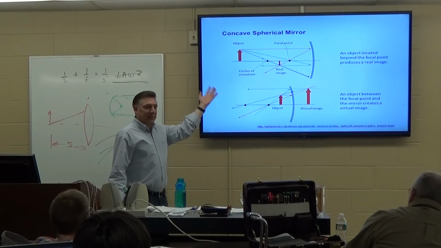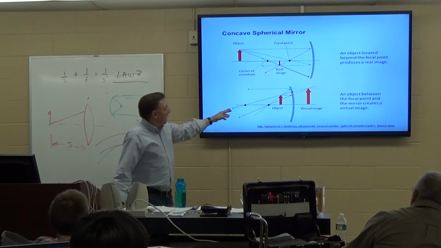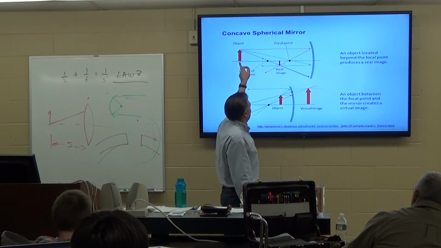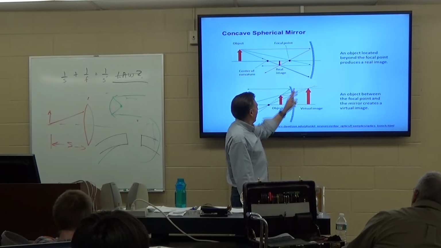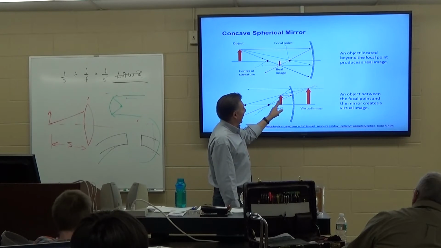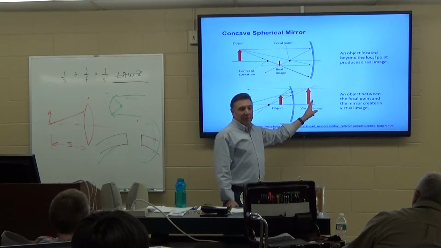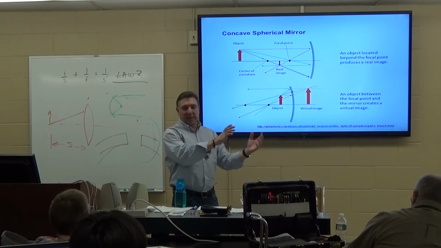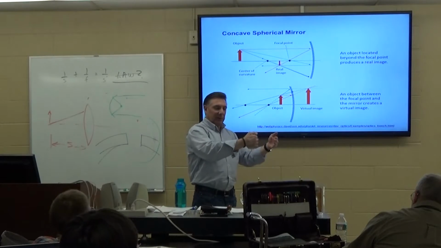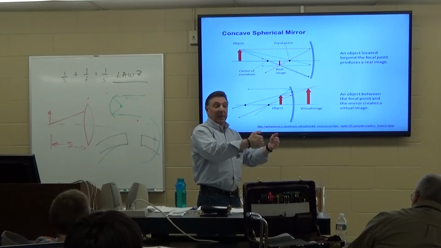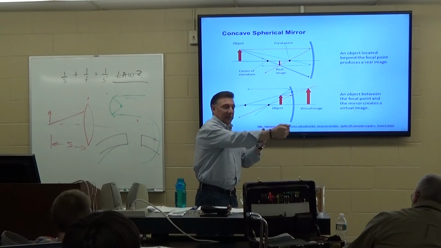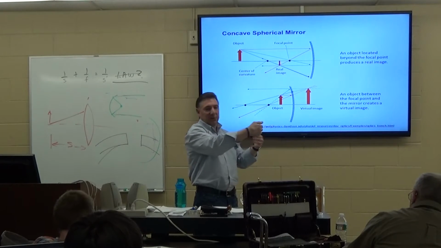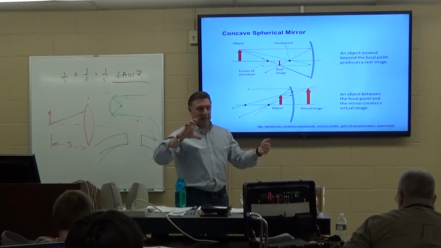If I also take that object and move it inside the focal point, you end up getting the same image you would for a lens. You get a virtual image. Think lens: you move the object inside the focal point, I end up getting a virtual image, which is a magnifying glass. You have to look through the lens from the other side to see the magnified image.